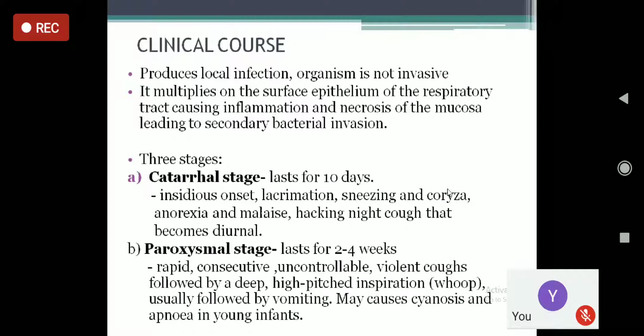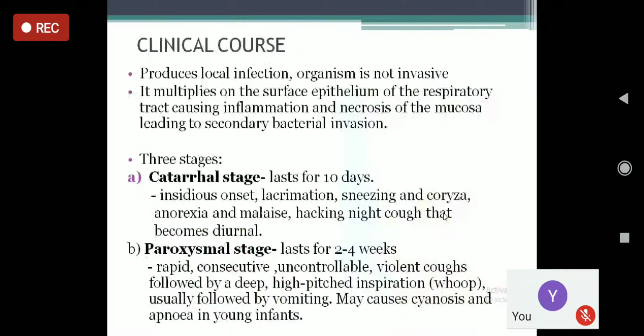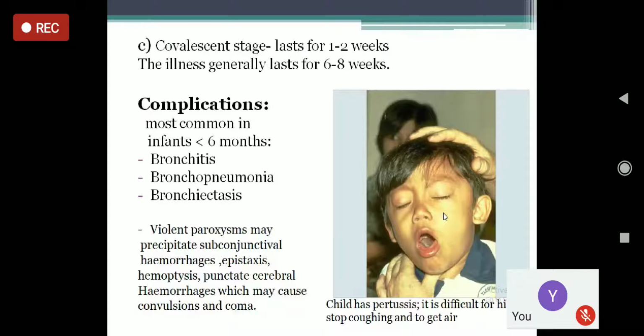Apnea means a break in the breathing. There's a pause in the breathing. So after violent cough, the child may turn bluish in color and may pause breathing for 2 minutes. Okay, that is in paroxysmal stage. This is the child having paroxysmal cough. So the convalescent stage means the recovery stage where it lasts for 1 to 2 weeks, and the illness generally, while passing through the catarrhal and paroxysmal and convalescent, it usually lasts for 6 to 8 weeks.